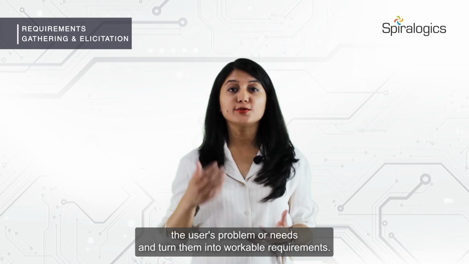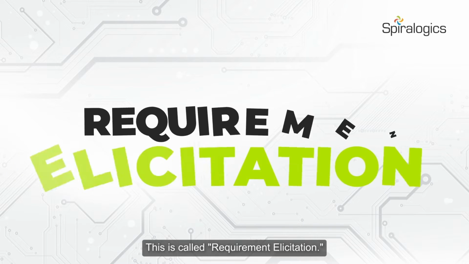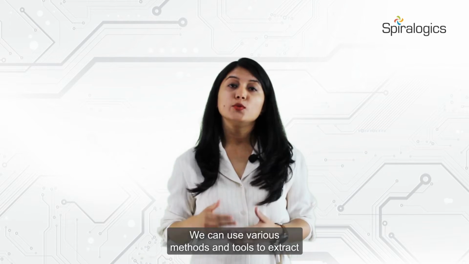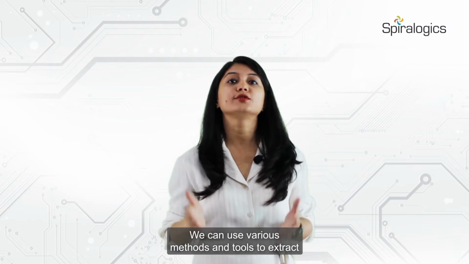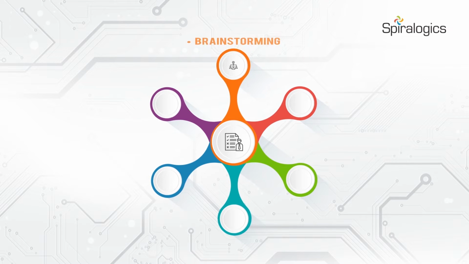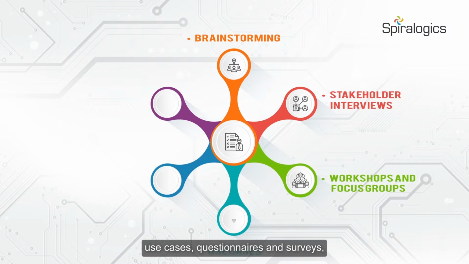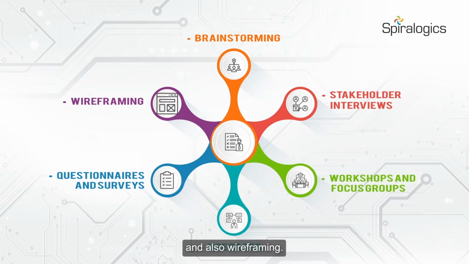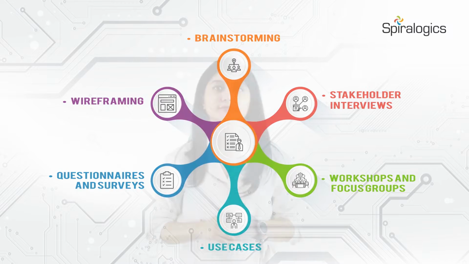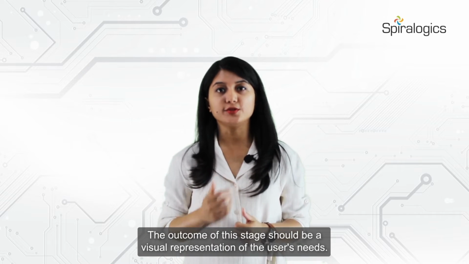Now let's dig deeper and find out how we can understand the user's problem or needs and turn them into workable requirements. This is called requirement elicitation. We can use various methods and tools to extract and discover requirements from user needs, like brainstorming, stakeholder interviews, workshops and focus groups, use cases, questionnaires and surveys, and also wireframing. The outcome of this stage should be a visual representation of the user's needs.